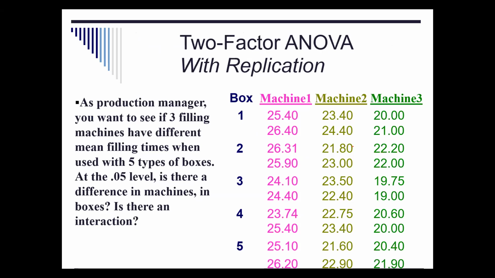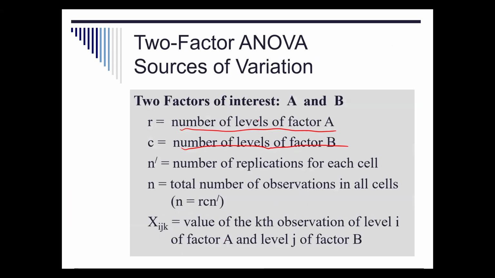Let me give you an example. Replications will be in each cell. So we have 5 different boxes, 3 machines, and then 5 different boxes. So replication will be 2. Each replication will be 2, for each machine and the corresponding box. So that's n prime, the number of replications for each cell.